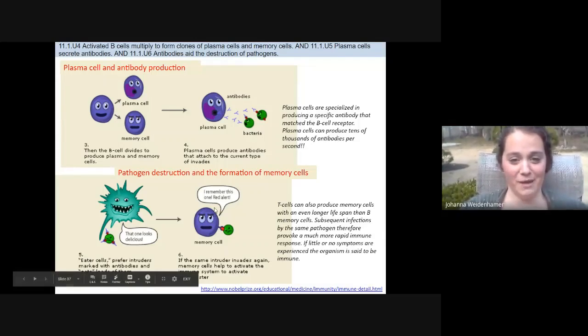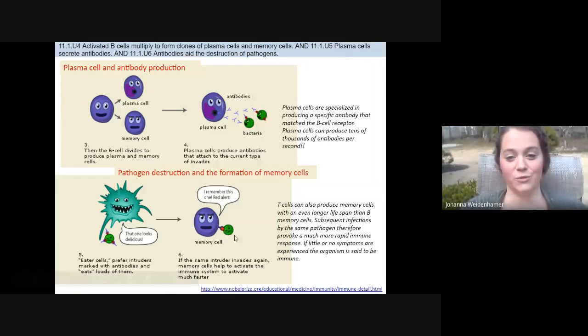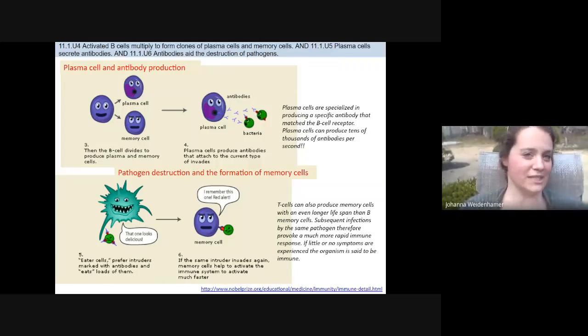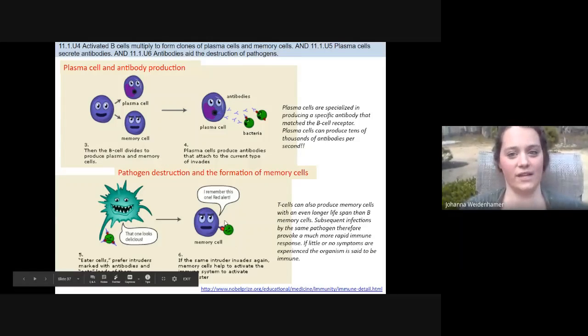So here we have our memory cell. It is going to now be able to know if the pathogen comes back. It's going to know exactly what it is and be able to tell the body to start making the antibody so we can defend the body against this pathogen that has once invaded before.